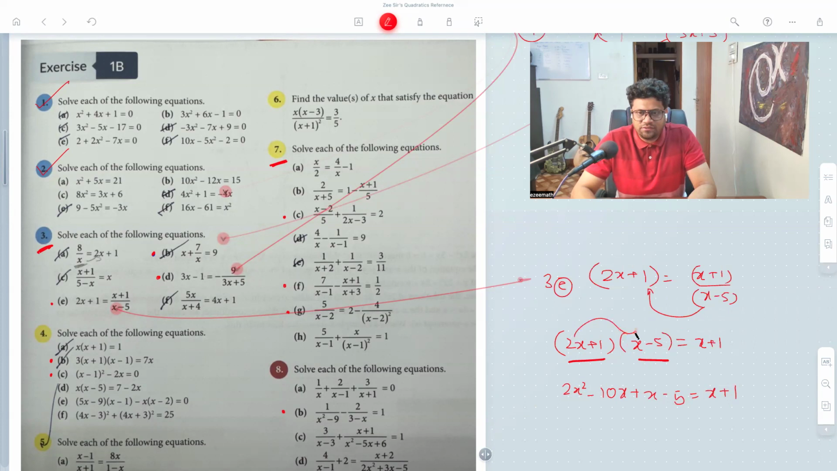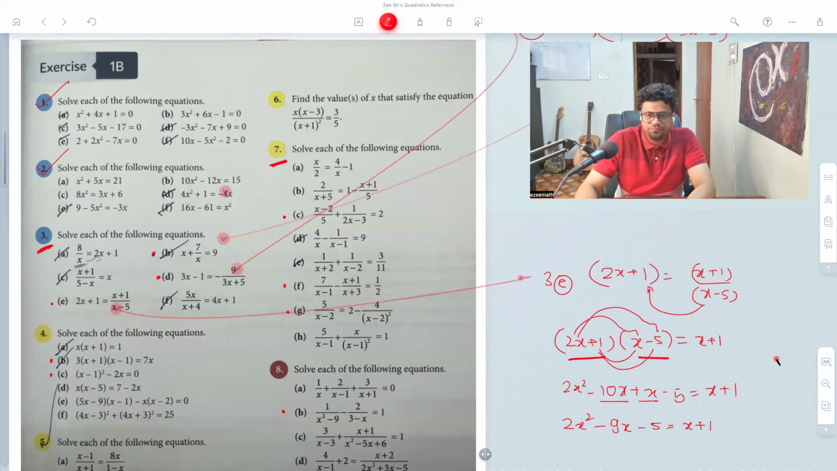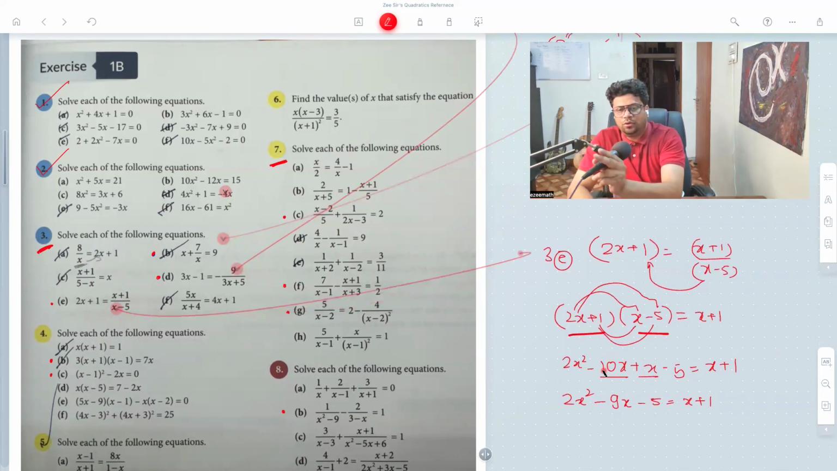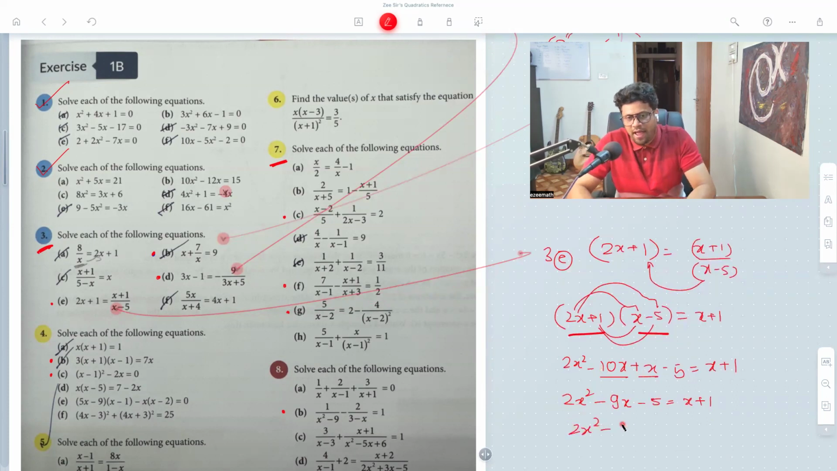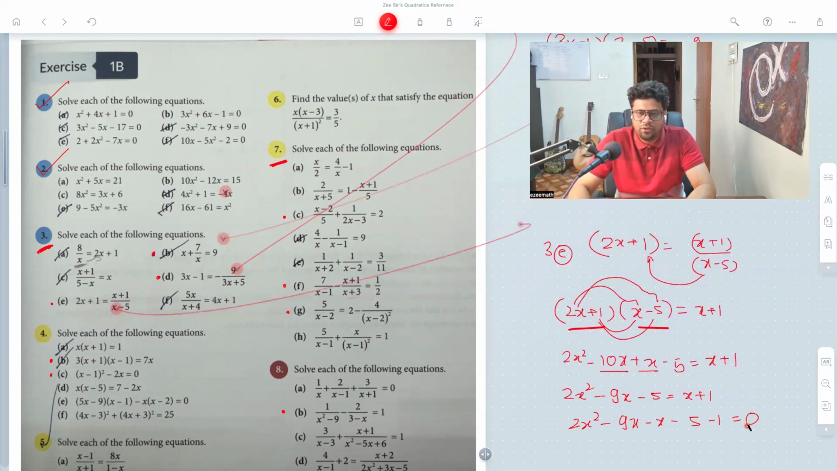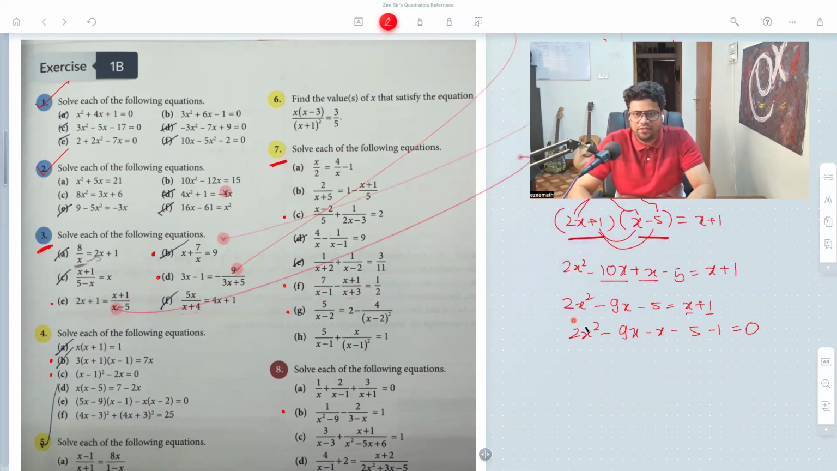How did I get there? 2x with x, 2x with minus 5, 1 with x, and 1 with minus 5 multiplied, you're going to get 2x square minus 10x. And then you go 2x square minus 10x plus a x, that's a negative 9 of x, minus a 5 equals x plus 1. So now you go 2x square minus a 9x minus a x minus a 5 minus a 1 equals 0. What we have done is we have taken the x and the 1 to the other side, becomes a minus x minus 1. Now you go 2x square minus 10x minus 6 equals 0.